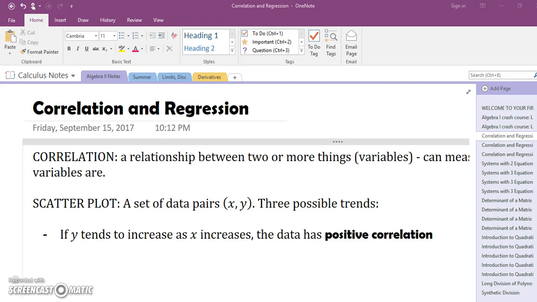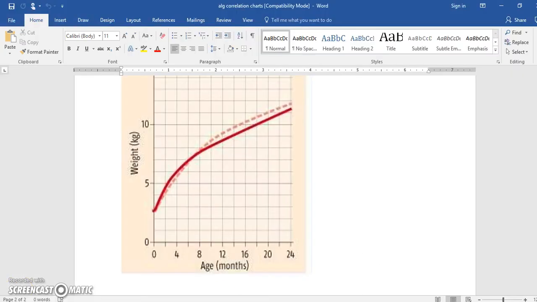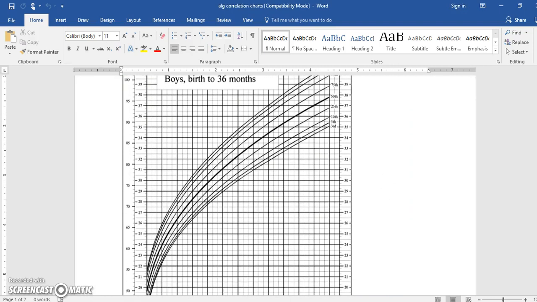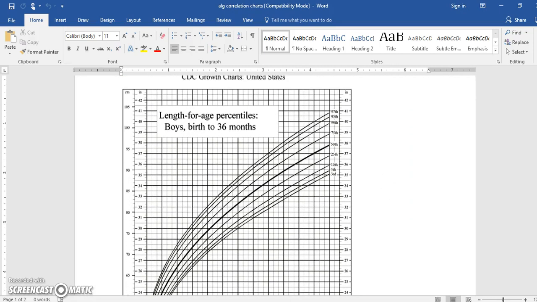So before you do anything else, I want you to think, have you ever heard people talk about correlation in everyday life? And have you ever talked about two different things that are correlated to one another? Now, technically, correlation is a relationship between two or more things. One common correlation chart that your parents definitely have seen is a growth chart for babies.